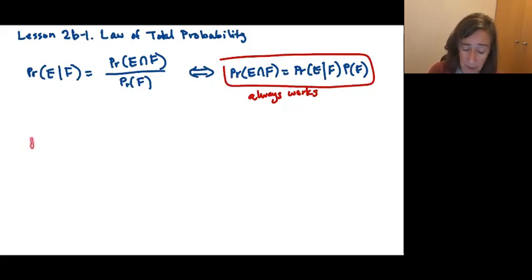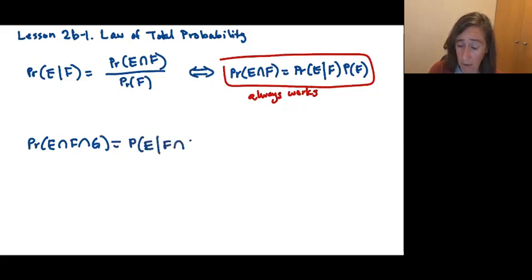So if we want something like the probability of E intersect F intersect G, that is the probability of E conditional on both F and G times the probability of F conditional on G times the probability of G. And you can have as many chains as you'd like in there.